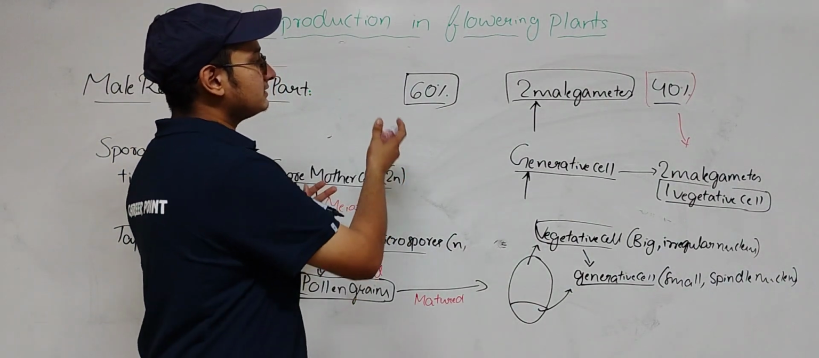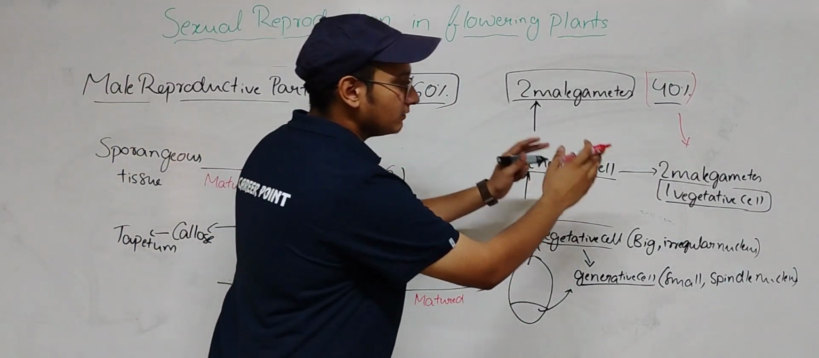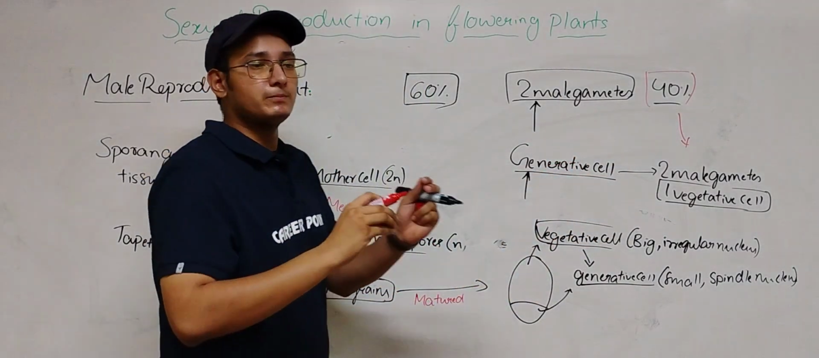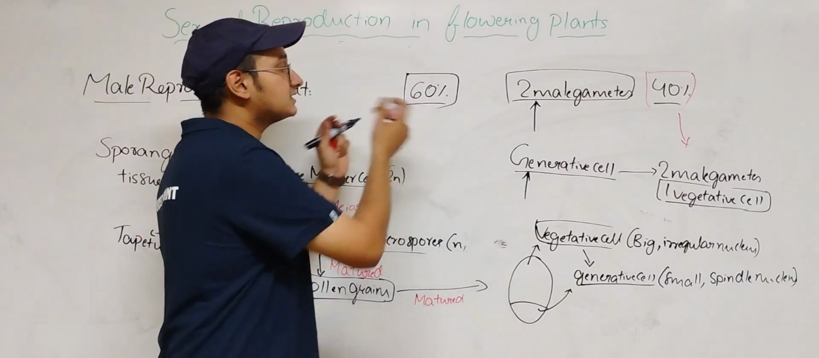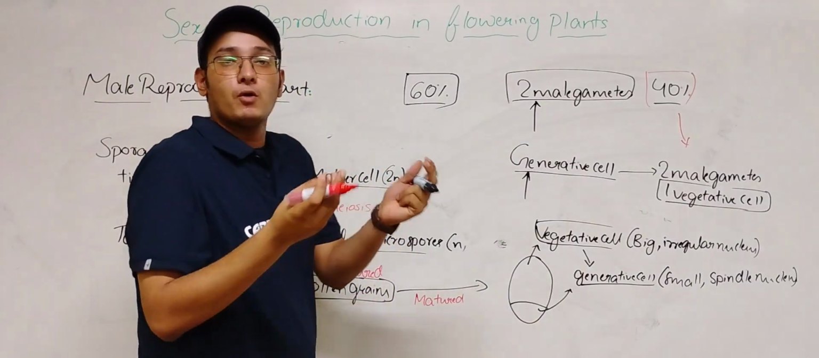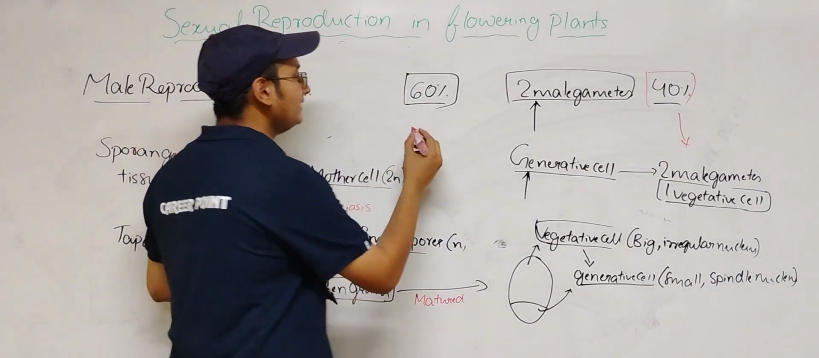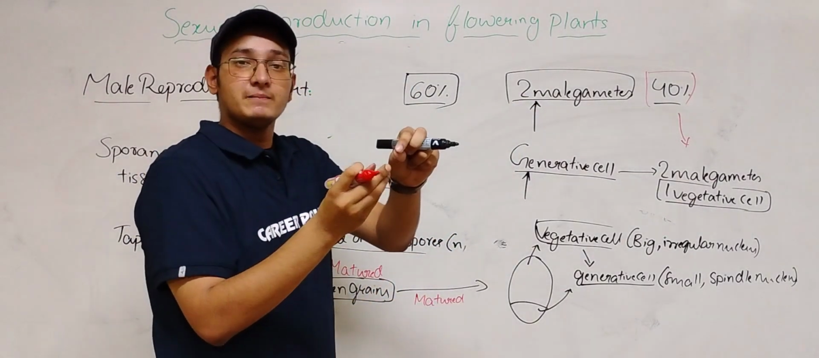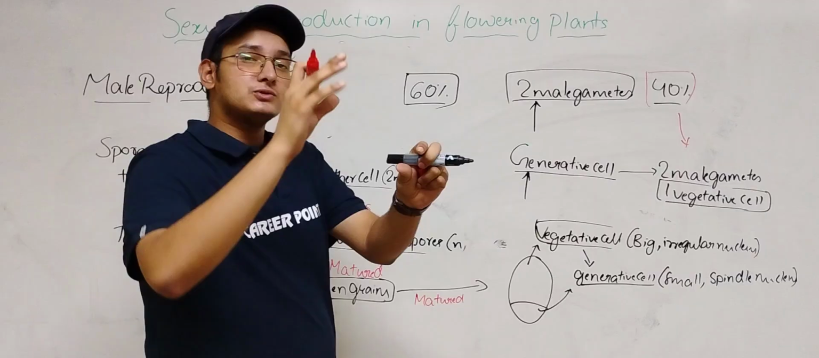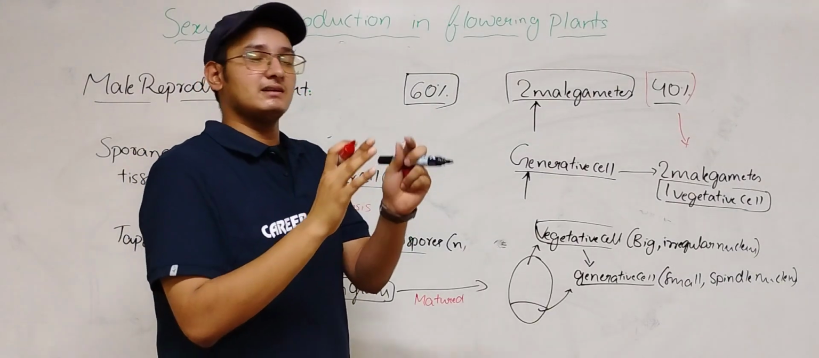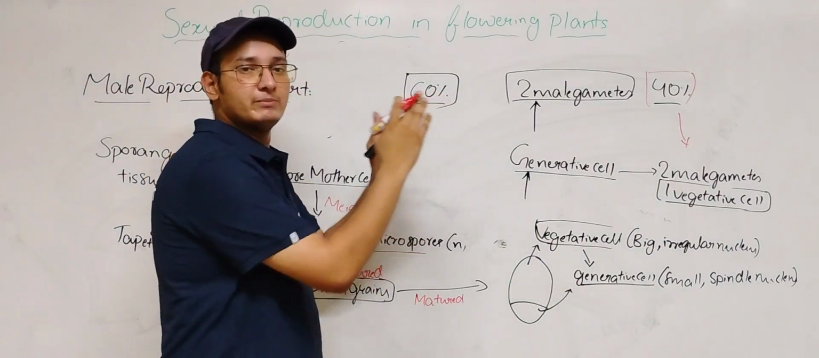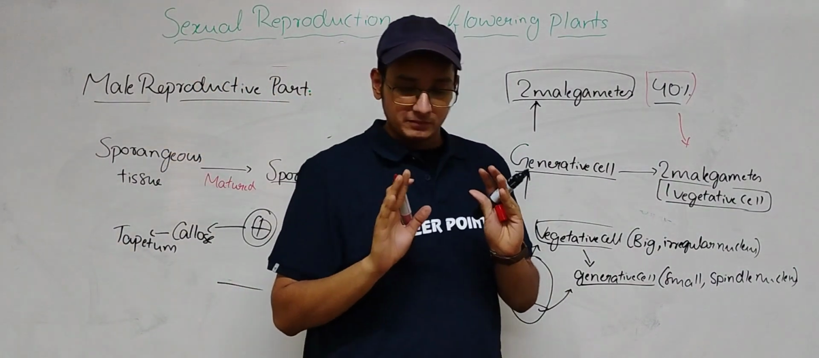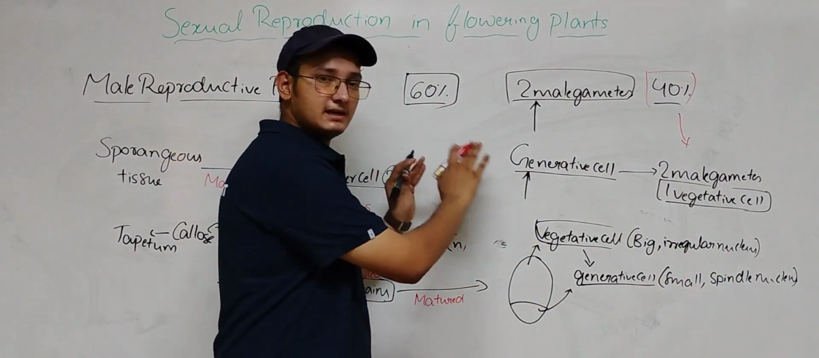So what about the 60%? You said the 40% will have two male gametes and one vegetative cell, and that vegetative cell is useful in producing the pollen tube. What about this 60%? How will they give the pollen tube? When the pollen grain falls on the stigma, then they will produce the vegetative cell. Till then, they will stay in the two male gamete stage. Understood? I hope you understood clearly till here.